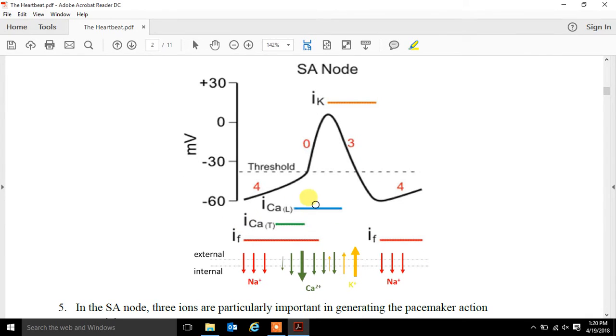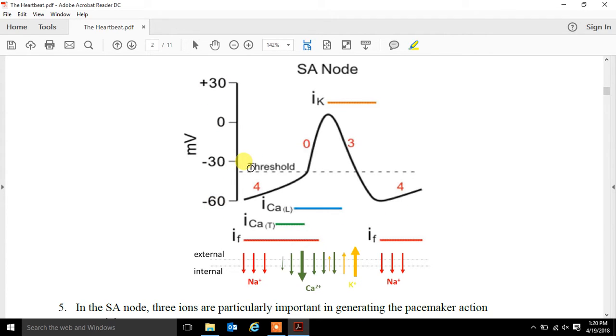So, as we already mentioned, calcium, sodium, and potassium are players here. Let's see what events are transpiring at the SA node to give us this action potential. We'll start with the image here. So again, millivolts as a function of time.